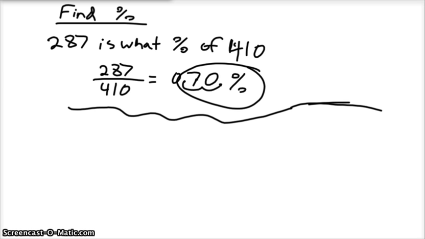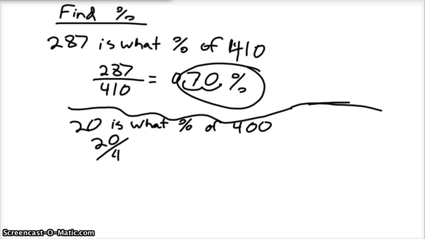So 20 is what percent of 400? Okay, so we know 20 is being taken out of 400. So I'm going to do 20 over 400. And when we get that down to a decimal, it's going to be 0.05. Move our decimal place 2 places. So we have 5%.